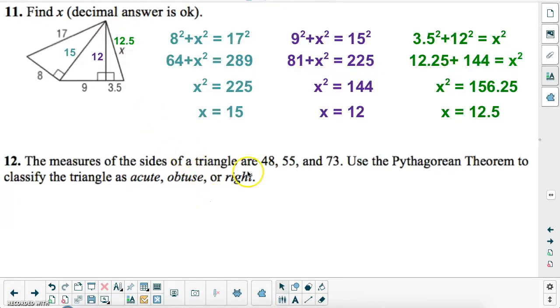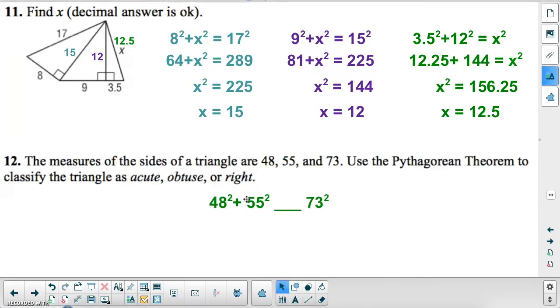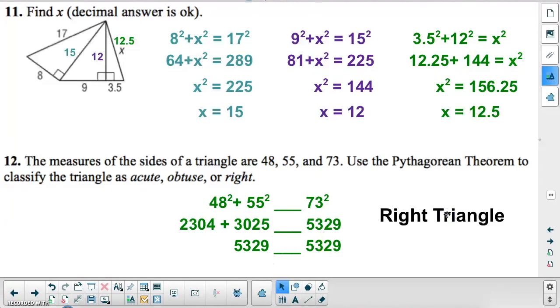For number 12, we have a triangle made from the lengths 48, 55, and 73. We want to know what type of triangle that will be. So we have to use Pythagorean theorem to do that. We compare a squared plus b squared to c squared. 48 squared is 2,304, 55 squared is 3,025, and we're comparing that to 5,329, which is 73 squared. When we add 2,304 and 3,025, we get the same value. Because those values are equal, it's a right triangle.